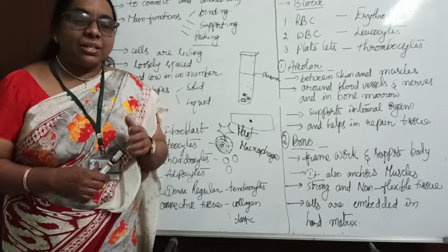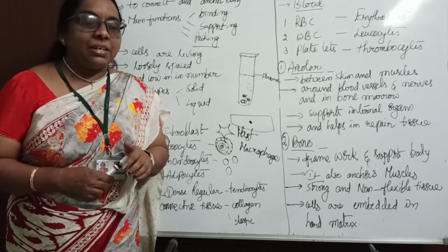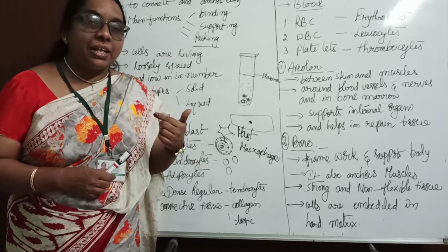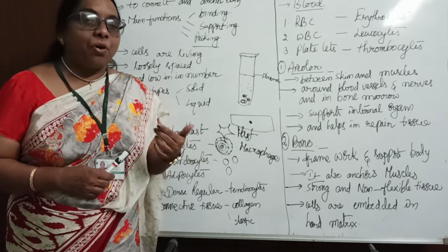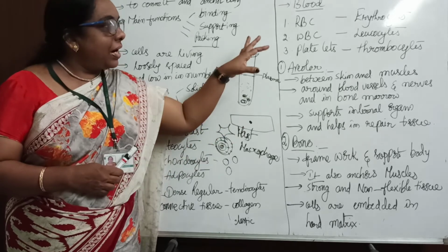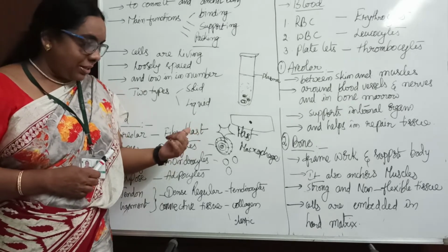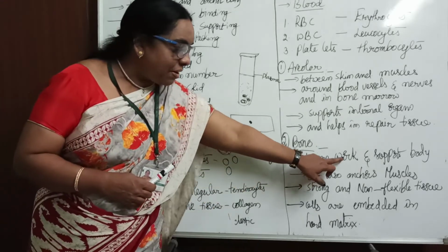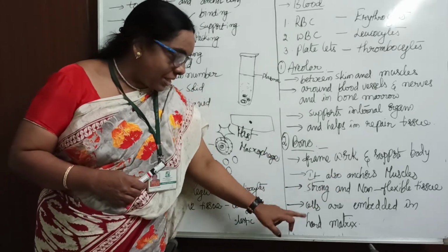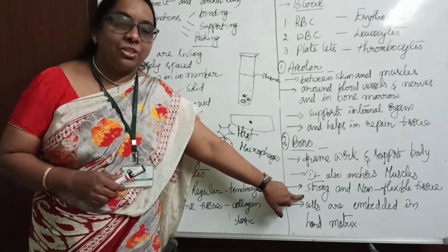As you all know, the lifespan of the blood cells is only 120 days. After that, they disintegrate, and they are formed again with the help of mitosis, and that particular process occurs in the bone region, as it's a hard tissue. It gives the framework and supports the body, and it also anchors the muscles, and we can also say that it's a strong and non-flexible tissue.